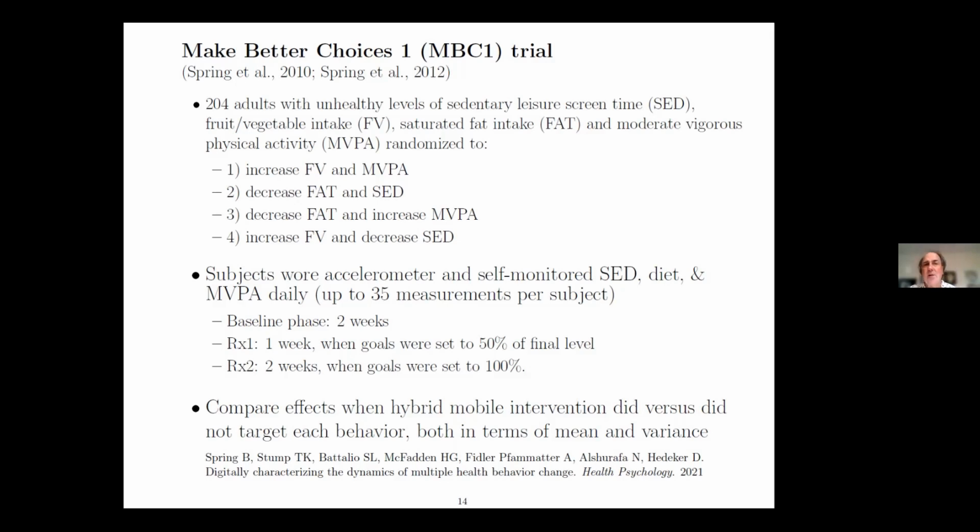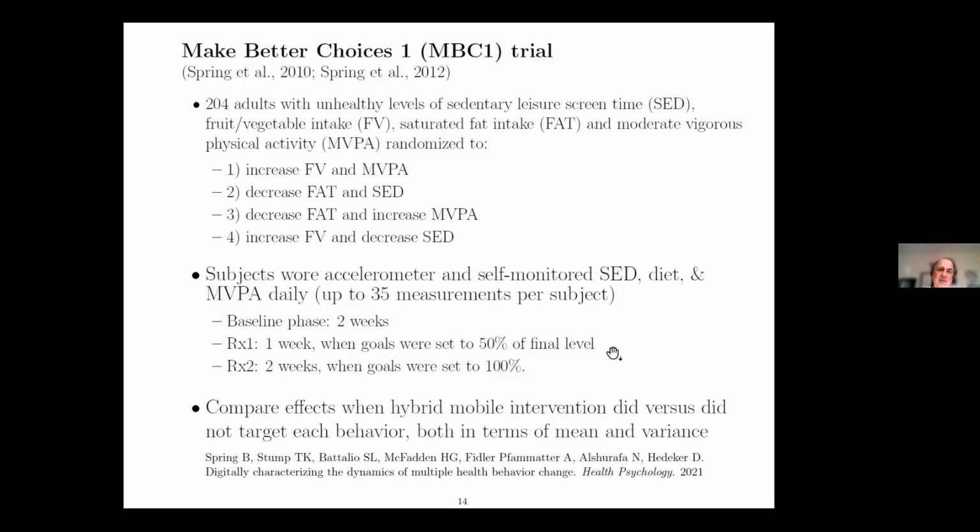And then in the fourth arm they were encouraged to increase their fruit and vegetable and decrease their sedentary behavior. We were wondering which of these approaches led to better outcomes. Clearly, the standard approach that you often hear is the first one: you should increase fruit and vegetable, increase physical activity. But we were wondering if these other encouragements would produce better or worse results.